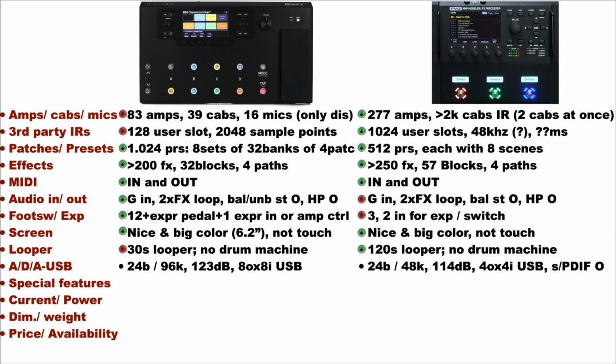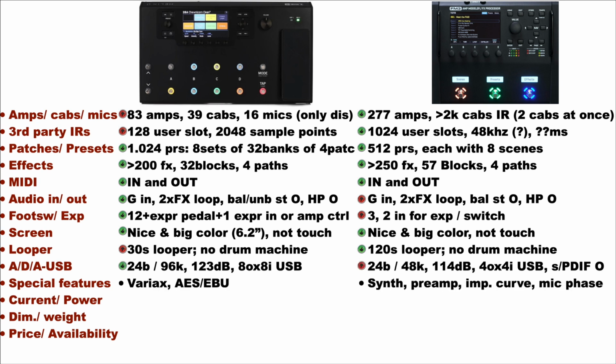The FM3 has a 24-bit 48 kHz converter with 114 dB of dynamic range. Furthermore, the Helix offers an 8-in, 8-out USB audio interface, while the FM3 has 4-in and 4-out USB channels. So, the Helix all in all is better here.